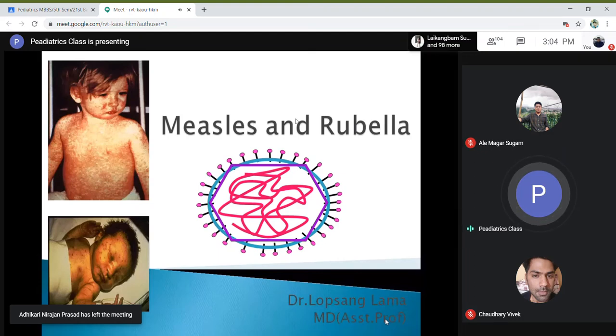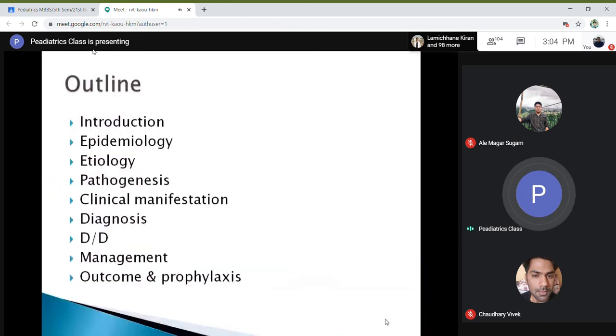So we are going to deal with measles and rubella. Okay, we have two infectious diseases. So as usual, that's the outline of the introduction: epidemiology, etiology, pathogenesis, clinical manifestations, diagnosis and differential diagnosis, management, outcome, and then prophylaxis. We're going to deal with.